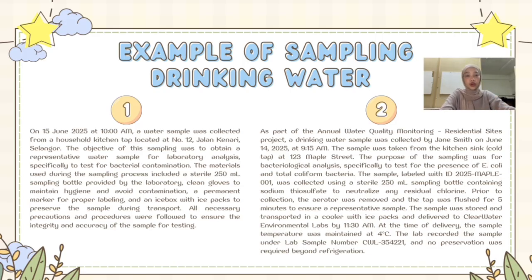Now let's move on to our second situation. For example, sampling drinking water. As part of the annual water quality monitoring residential sites project, a drinking water sample was collected by Jane Smith on June 14, 2025 at 9:50 a.m. The sample was taken from the kitchen sink's cold tap at 123 Maple Street. The purpose of the sampling was for bacteriological analysis, specifically to test for the presence of E. coli and total coliform bacteria.